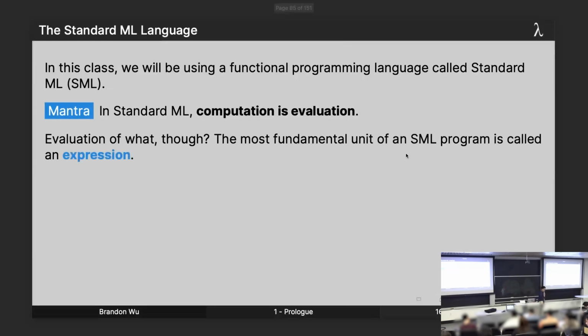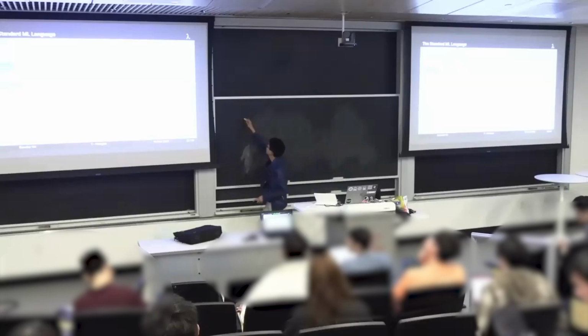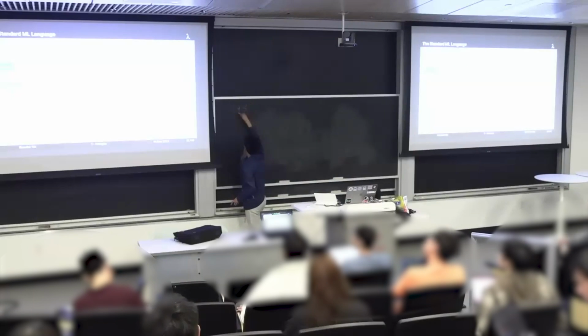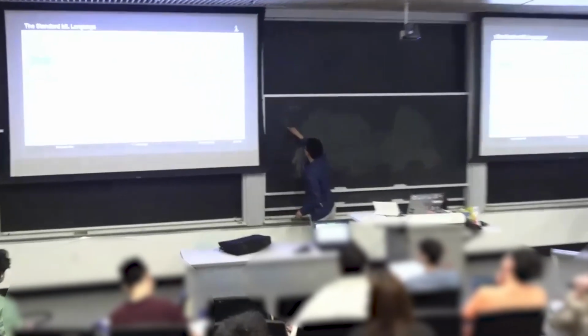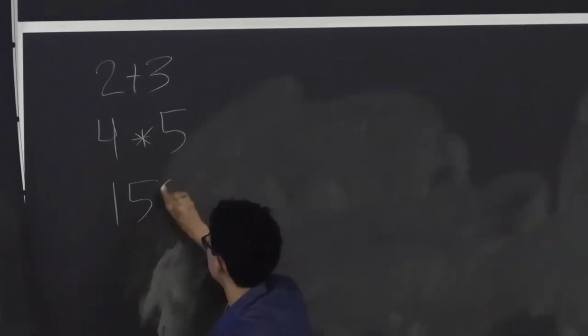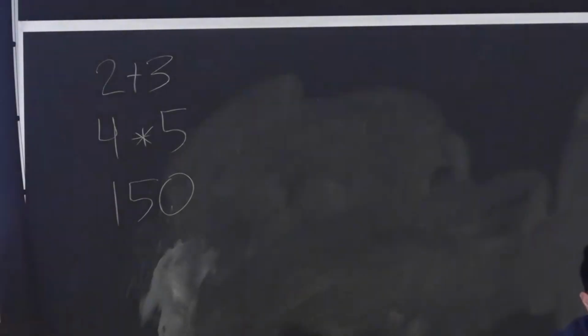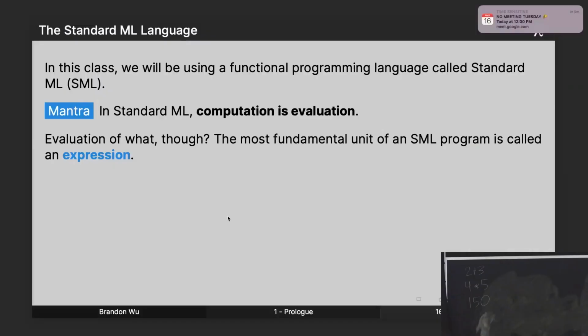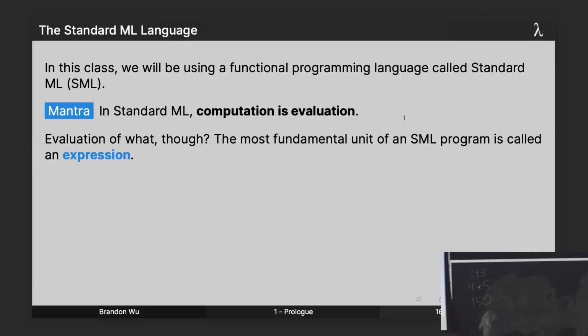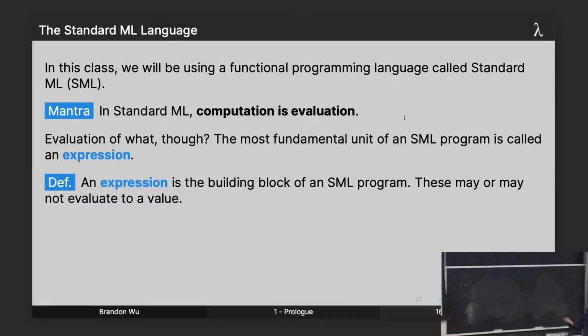So evaluating what? The idea is that in SML, we have expressions. 2 plus 3 is an expression. We have 4 times 5. And then also 150 is an expression. These are all examples of expressions. The way that we do things in SML is we're trying to evaluate them to values. These may or may not evaluate to a value.